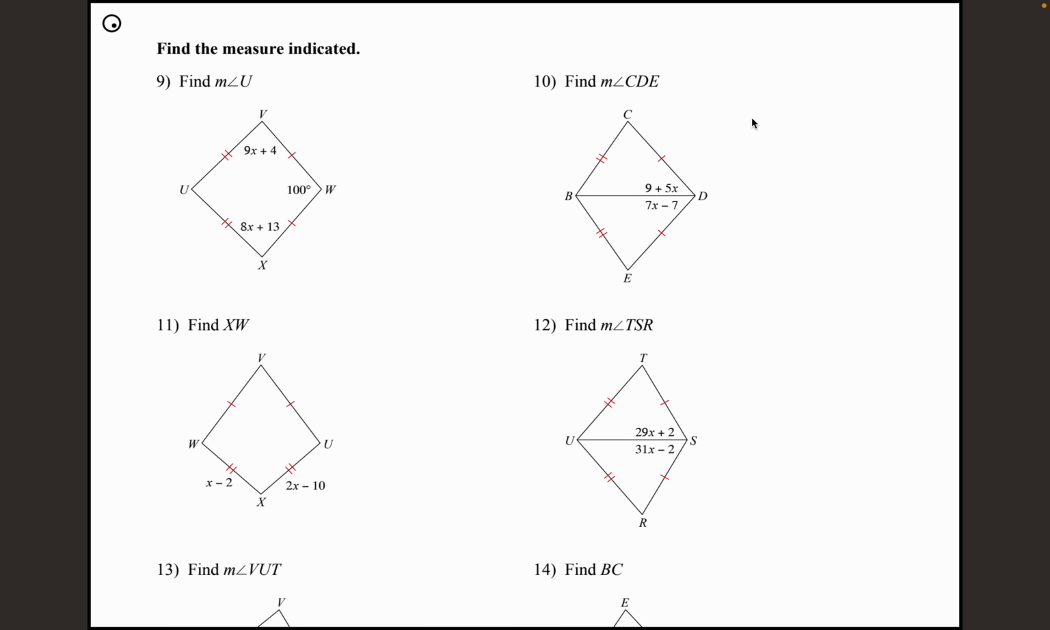So is this right? Let's plug that back in. You don't have to do that. You know it's an angle bisector. So if you just find one, you can just times it by 2. Genius. So 49 times 2.